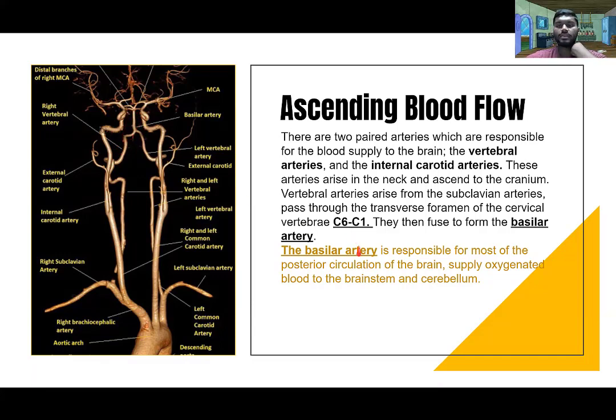I mentioned before that your vertebral arteries pass through the transverse foramen of C6 to C1, but not C7. And the last thing I want to mention here is the basilar artery, right? It is responsible for most of the posterior circulation in the brain because it supplies oxygenated blood to the brainstem and the cerebellum. However, I mentioned that there is one exception to this rule called fetal PCOM, right? People with a fetal PCOM basically have a posterior communicating artery that is very big, very dilated, and bigger than in other people.